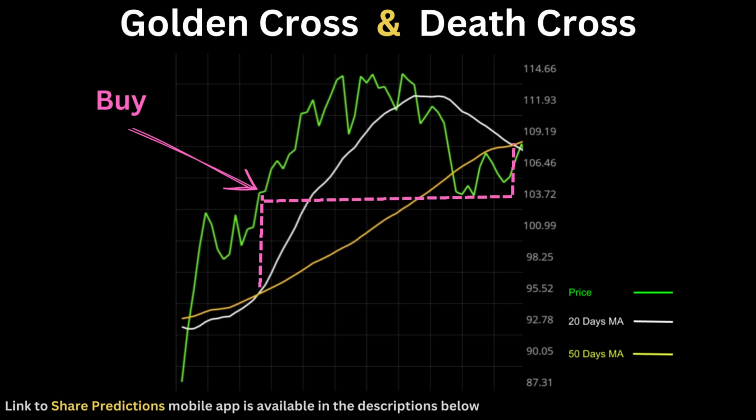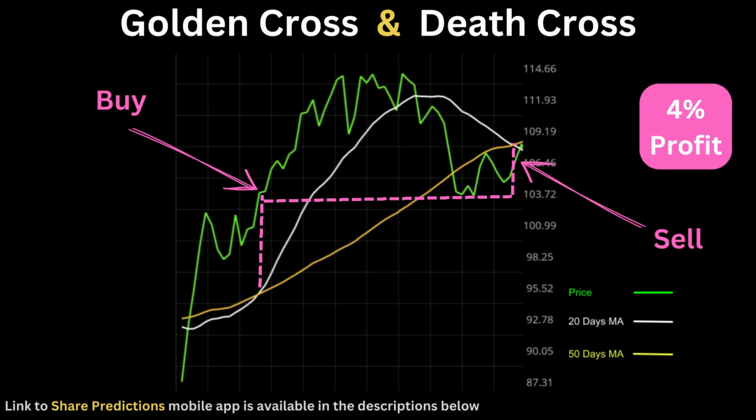Until the end of the dotted pink line, 20 days moving average remains above its 50 days moving average. And at the point where the 20 days moving average goes below the 50 days moving average, the death cross happens. Since it's a bearish signal, let's assume that we sell the stock at this point in time. And this particular trade ends with roughly 4% profit.